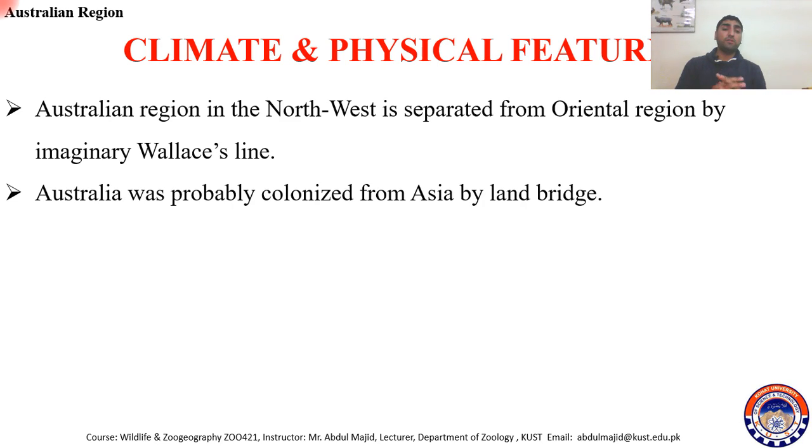And one thing should be very clear, for example, Australia was probably colonized from Asia by land bridge. We already discussed it in the land bridge theory and also in the continental drift theory that before the drifting, all the continents were organized into one main land that was known as Pangaea, and then it divided into two, the Laurasia and the Gondwana land. But still these were connected, and slowly and gradually they became disconnected, and this disconnection occurred late in Jurassic and in Cretaceous period.